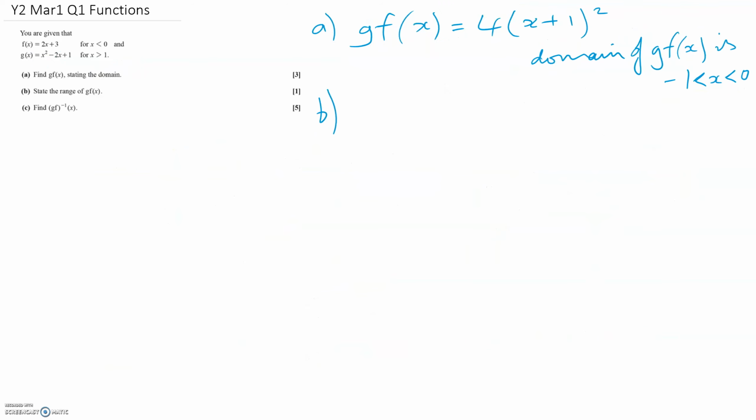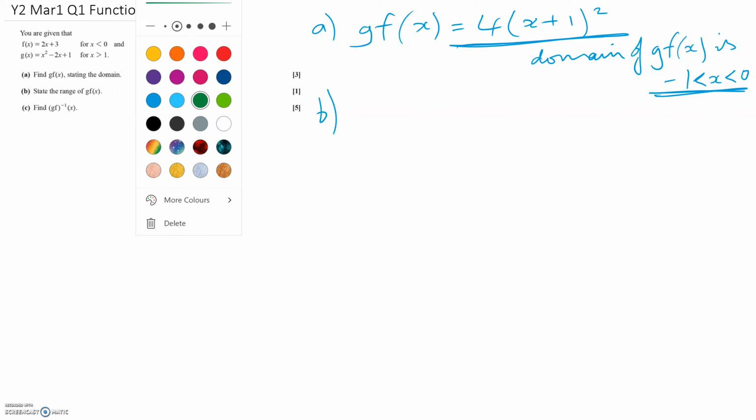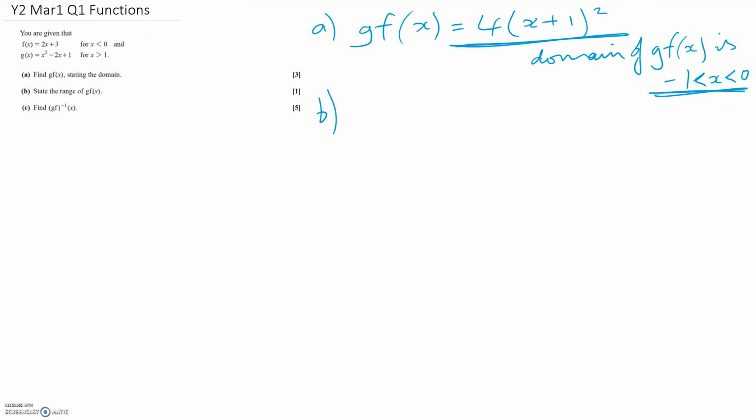In part B, we need to find the range of g f(x). Now we need to bear in mind that x is between minus 1 and 0. I think the best way of doing the range is to think what the graph would look like. So if we want to sketch the graph of this g f of x, then we're only sketching it between 0 and minus 1.